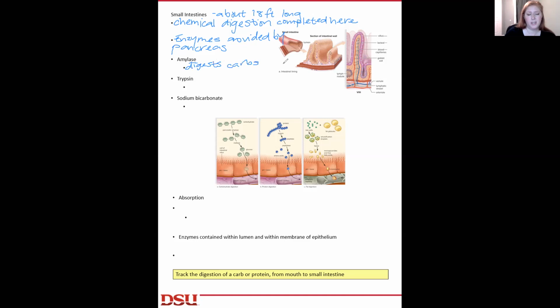I say digests, but this is an enzyme, so really it's breaking them down. It's catalyzing the reaction to break down the carbohydrates from their big polymers into smaller monomers. Trypsin, it's one of our IN enzymes, and this one digests proteins.